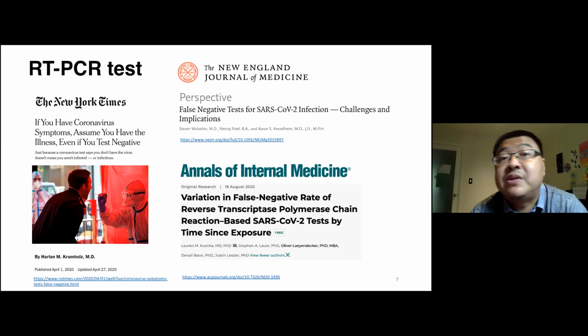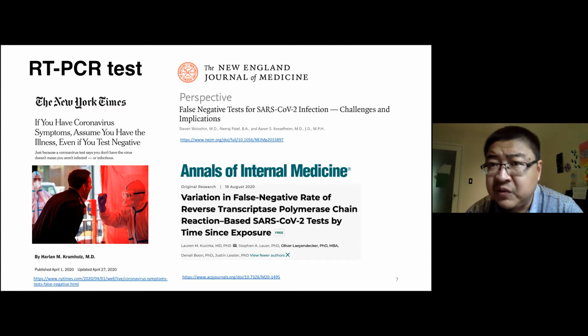So a false negative means that if you did the RT-PCR test, it says the patient is negative, you let the patient go, but actually the patient could be positive. So it's going to cause the spreading of the disease, and may lead to some unwanted consequences.